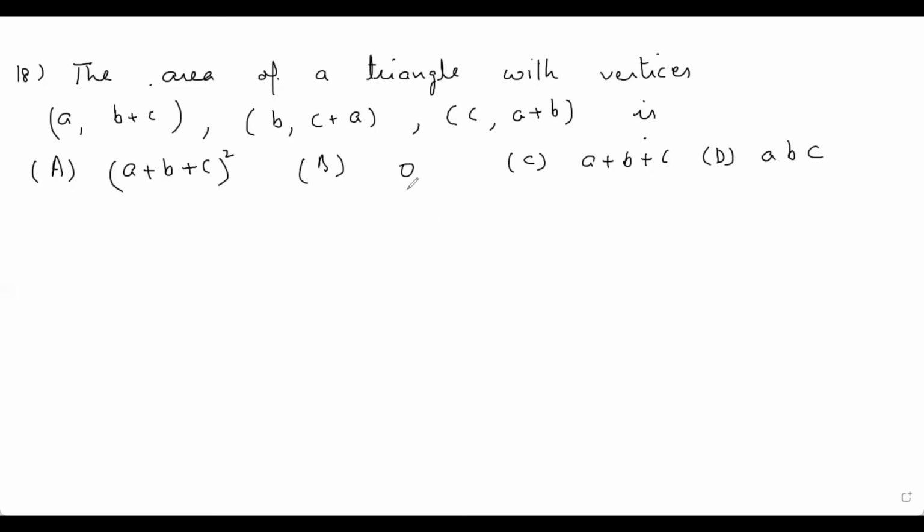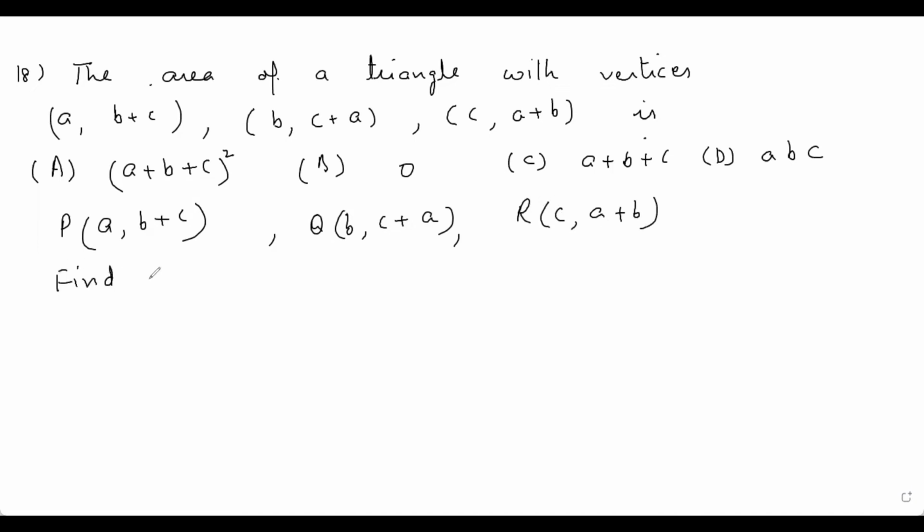Now the 18th question is: the area of a triangle with vertices (a, b+c), (b, c+a), (c, a+b) is. There are 4 options. You have to find the right one. You have to find the area of a triangle. Let these points be P, Q, and R. Find the area of PQR.